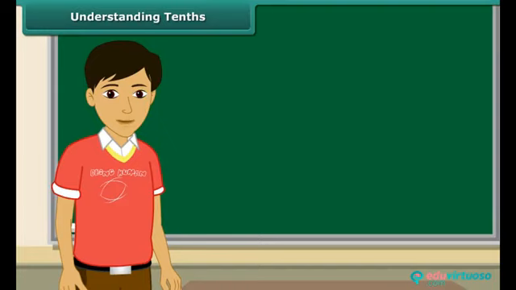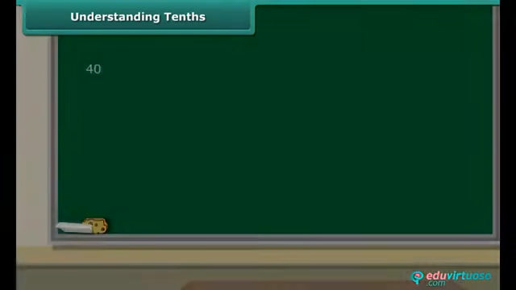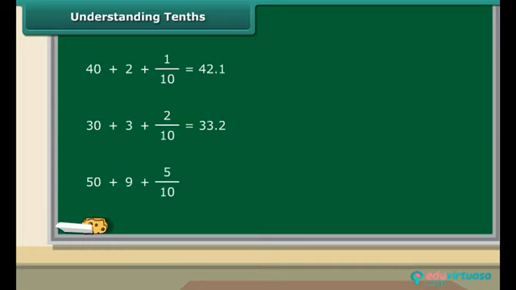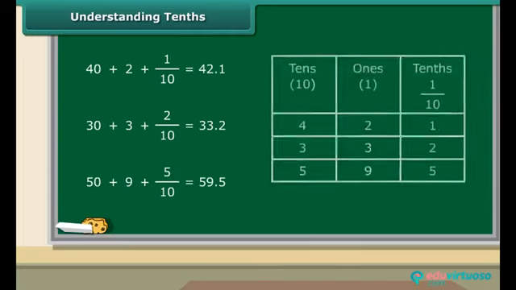Let us now learn to read and write decimals. Consider the example 40 plus 2 plus 1/10. You know that 40 plus 2 is 42. Adding 1/10 to it will make it 42.1. Consider another example. 30 plus 3 plus 2/10 will be 33.2. 50 plus 9 plus 5/10 will be 59.5.